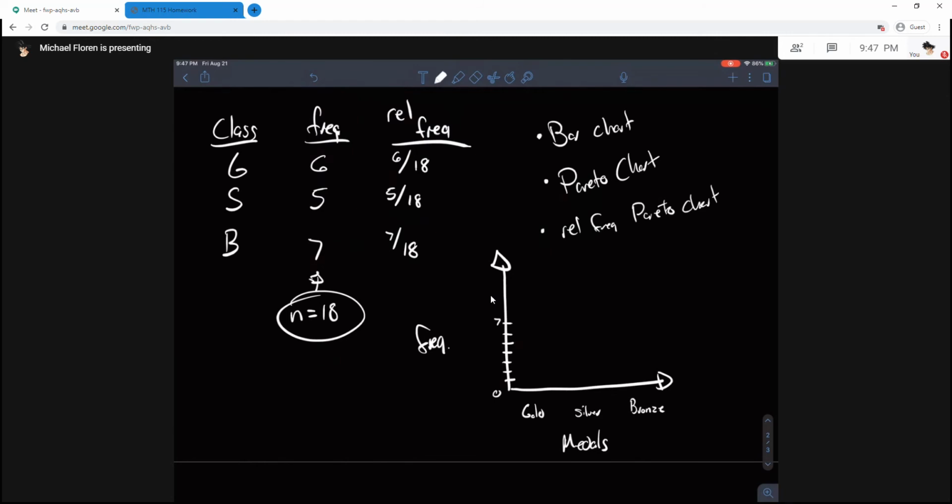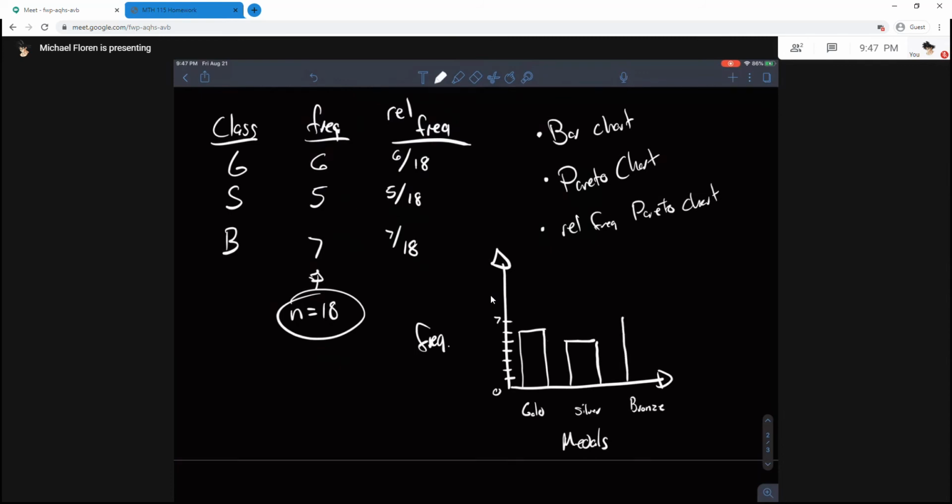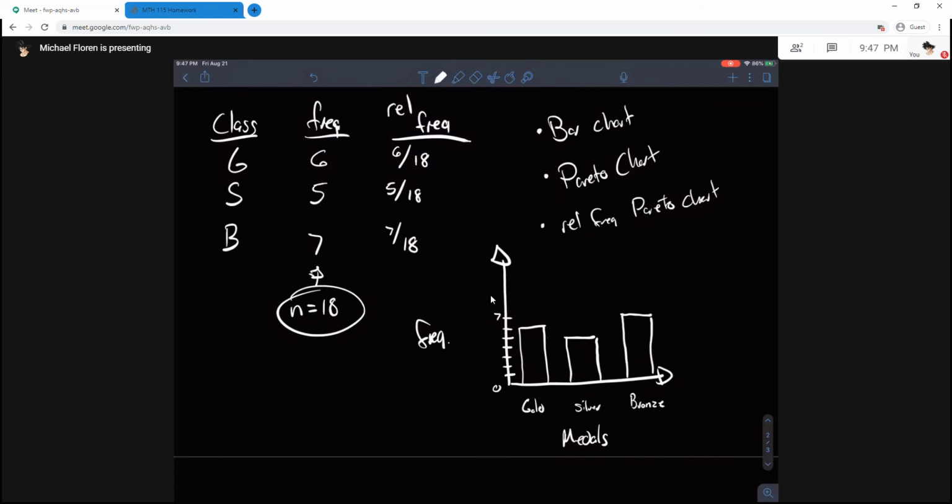So for gold, the bar goes up to 6. So there's 6. Draw up the bar to 6. For silver, the bar goes up to 5. Now remember, these bars in a bar chart do not touch. So I'm intentionally keeping my bars not touching. And then in bronze, the bar goes up to 7. Now for the grade, I don't particularly care if it's perfectly high, but the bronze should be higher than the gold, which should be higher than the silver. So that's what I'm going to be looking for. And this is my bar chart. And that was it.